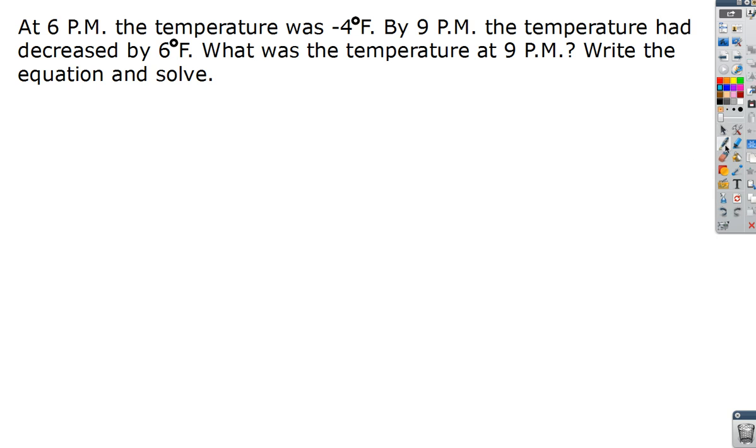So our problem says, at 6 p.m. the temperature was -4 degrees Fahrenheit. By 9 p.m. the temperature had decreased by 6 degrees Fahrenheit. What is the temperature at 9 p.m.? Write the equation and solve.